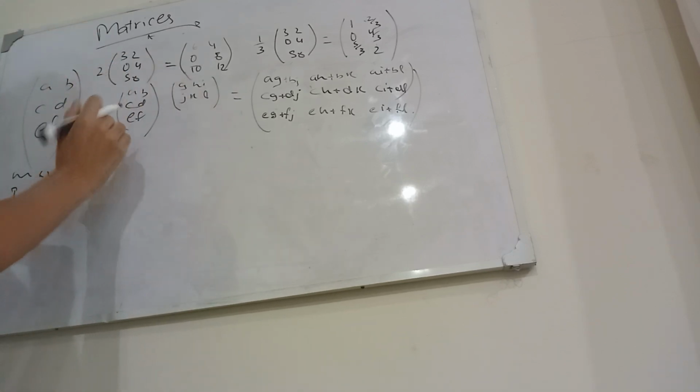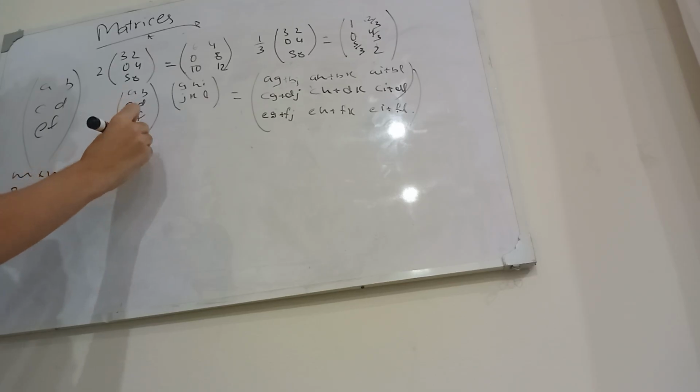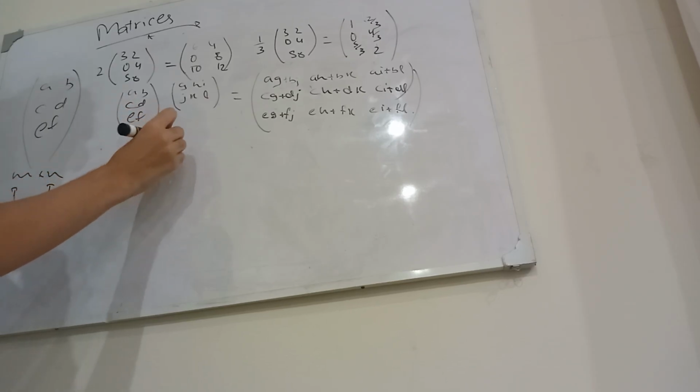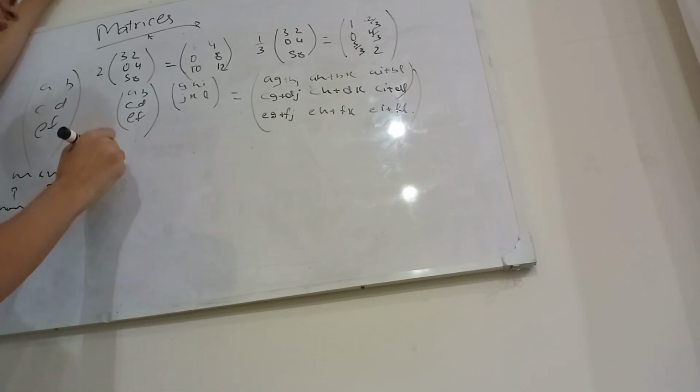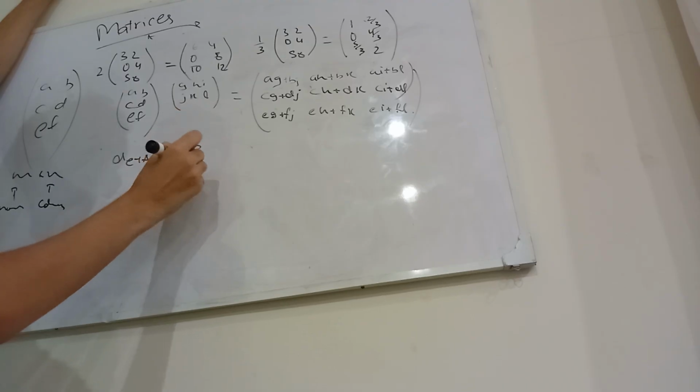If I multiply A by B, it's not equal to B by A. There is a different commutativity, and we can prove this. But I am on a short time schedule, so I'm just going to tell you what the determinant of a matrix is. Let's just say it's this matrix right here.